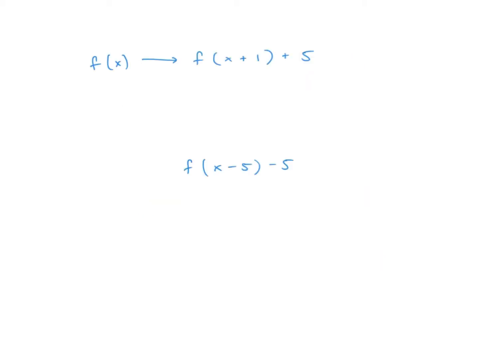Continuing on, you also may have a situation where you have both. We know the plus is actually a left shift, so we have a left 1 and an up 5. I wanted to show you an example where you have both, with a right 5 and a down 5. Maybe you see both and wonder what it means. It just means we're looking inside and outside the parentheses.